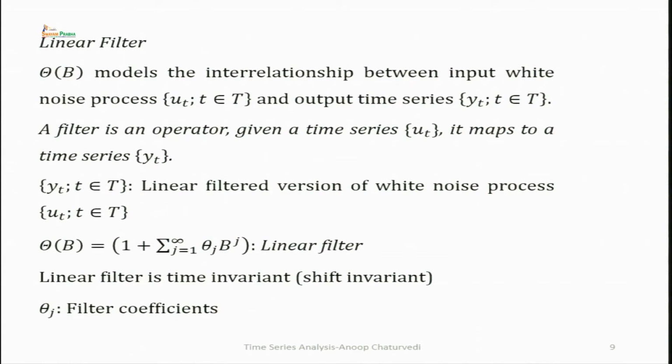Another term which is used for theta B is linear filter. Actually, theta B models the interrelationship between input white noise process or input purely random process u_t and the output time series y_t. Now, how we define a filter? A filter is an operator: given a time series u_t, it maps to a time series y_t.